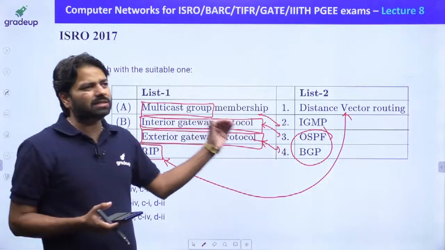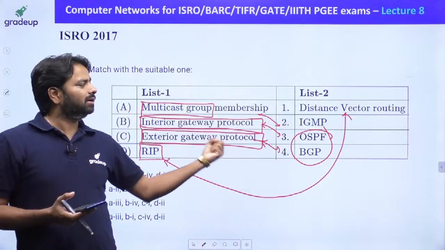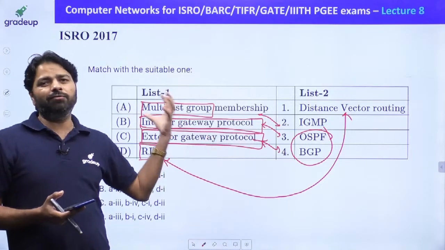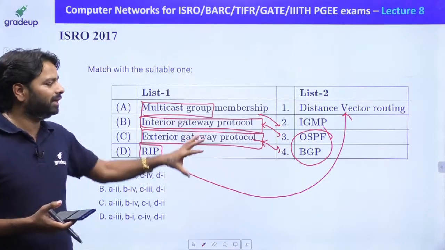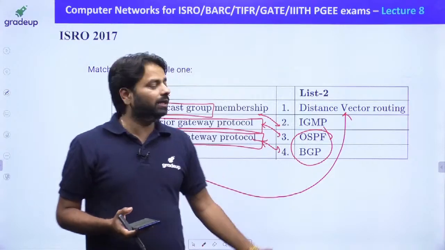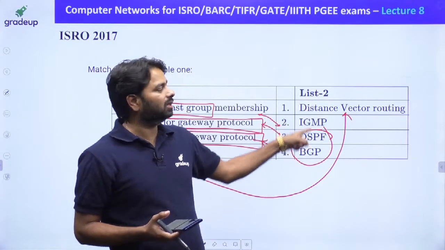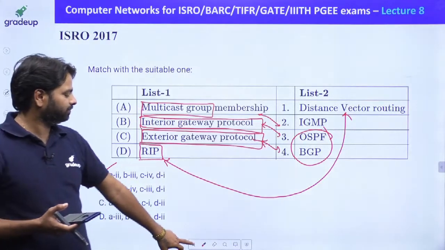GATE and ISRO, what is the main difference? In ISRO, they will focus on definitions, on matching the groups, on what is it. But when it comes to GATE, they will ask certain problems to compute the applications, to compute certain paths, to compute the neighbors.